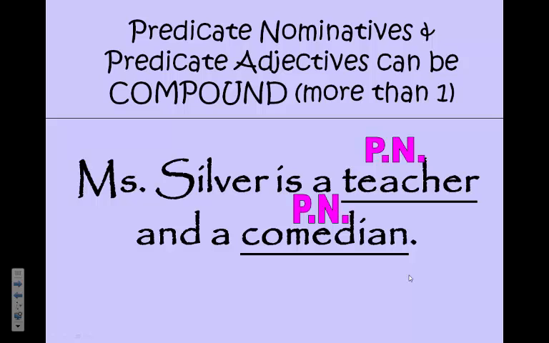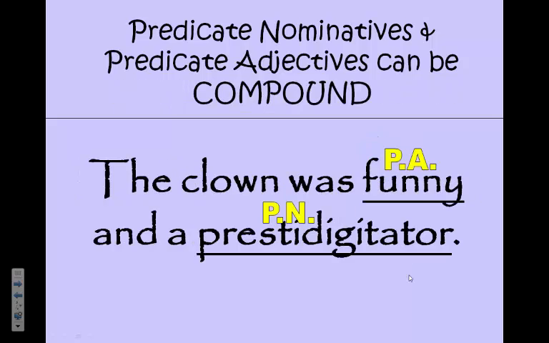All right, so predicate nominatives and predicate adjectives can be compound, just like you can have a compound subject, just like you can have a compound verb. So Ms. Silver is a teacher and a comedian. Ms. Silver is the subject, is is the linking verb. Ms. Silver is what? Teacher, comedian. Compound predicate nominative.